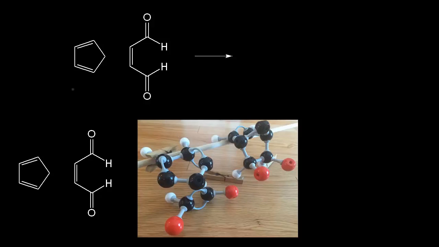On the left is our diene. This is cyclopentadiene, and we have this bridging CH2 to think about. On the right is our dienophile, and we have these two aldehydes that are cis to each other. So in this video, we have stereochemistry for the diene and the dienophile, and we're also going to talk about the endo and exo products.